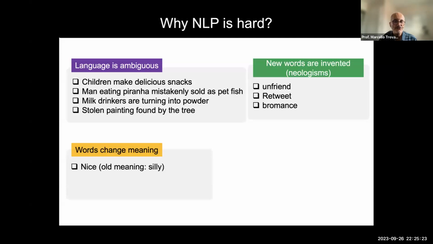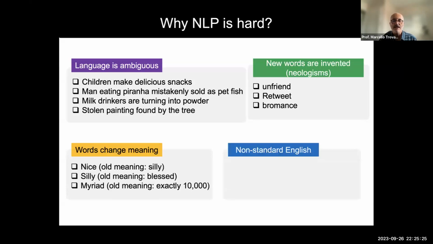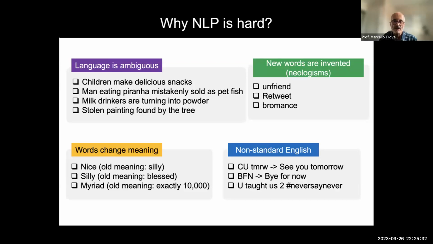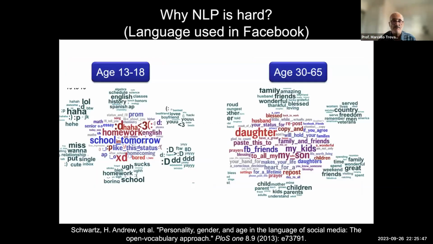But then words can also change meaning. And finally, we also have non-standard English, like "see you tomorrow," "bye for now," and "you taught us too," and ASCII keywords, etc. So it's a very, very dynamic area, and that's why it makes it very complicated.